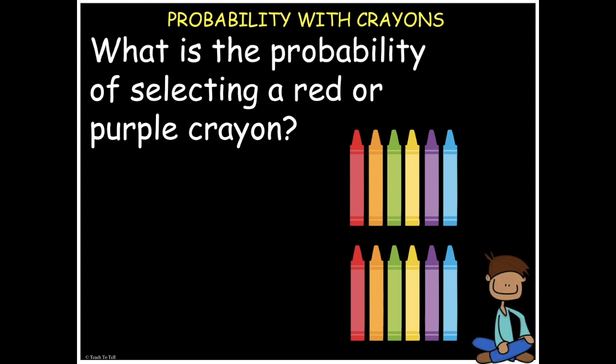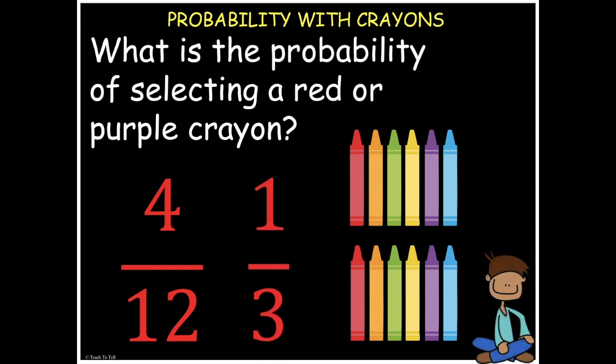What is the probability of selecting a red or purple crayon? So my new sample has still remained at 12, so I know the bottom denominator will be 12. And I have 2 red and 2 purple, so that is 4. So I have a chance of 4 out of 12, or 1/3, of selecting the red or purple crayon.